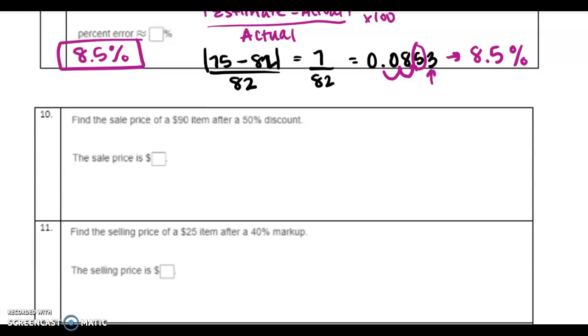Find the sale price of a $90 item after 50% discount. So I'm going to take 90 and I'm going to multiply that by my percent of my discount. Remember, we have to move that decimal twice before we can put it in our equation. So this gives me 45. And then I have to do 90 minus my discount, and that gives me $45, which makes sense because we had half off. So my sale price is now $45.